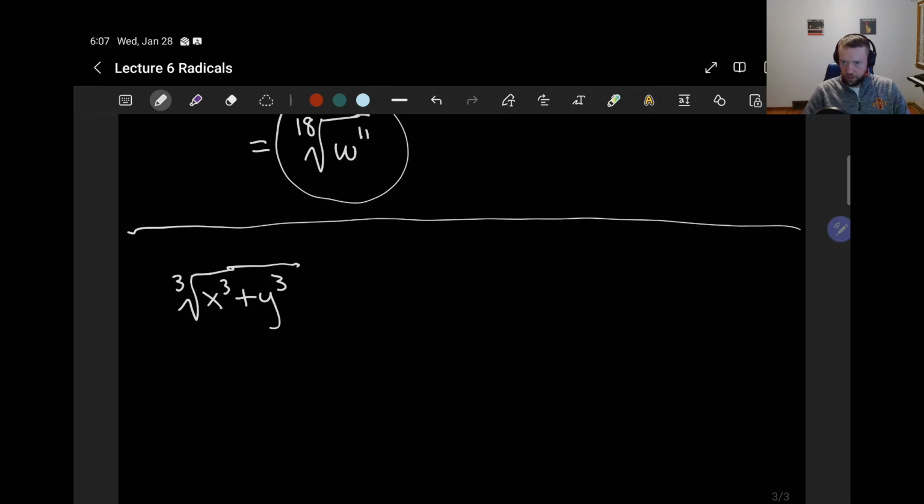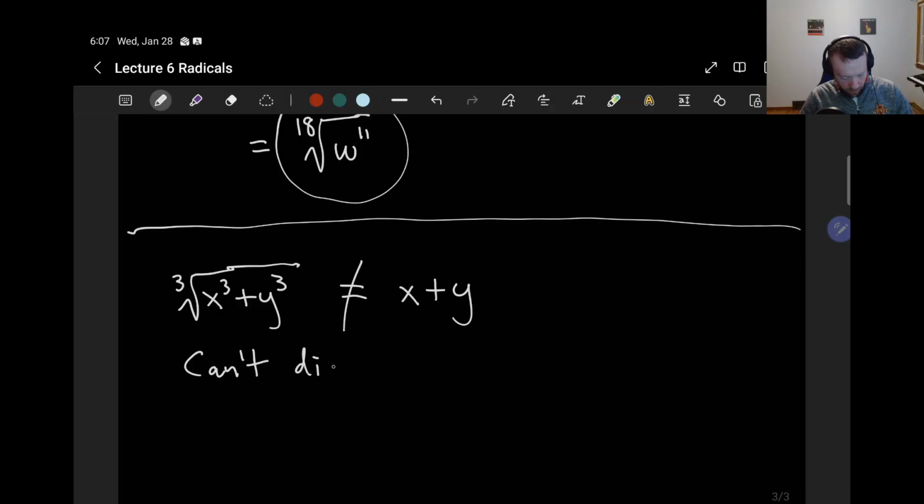The cube root of x cubed plus y cubed. Now this is not the same thing as x plus y, meaning I'm not allowed to take the cube root of this piece plus the cube root of this piece. It doesn't work like that. The reason is because this is addition. So with addition or subtraction, you're not allowed to split that radical.